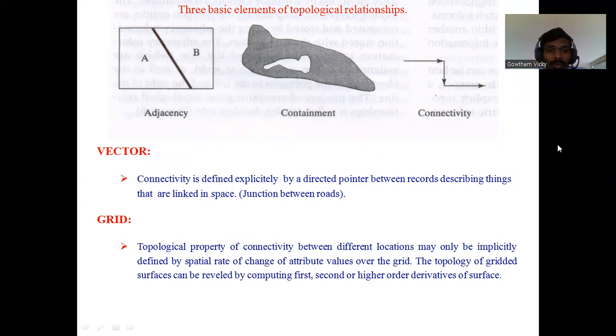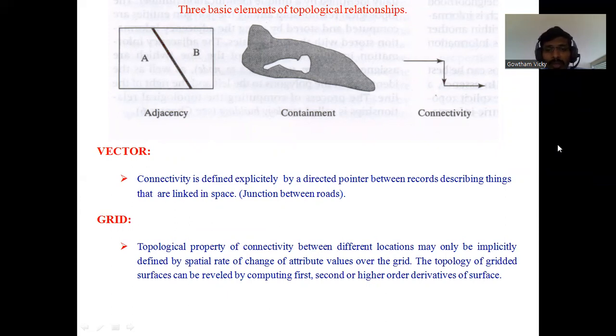Problem solving methods include road systems and congested areas. Congested areas means variable areas can be divided into different levels, forming a connectivity that depends on the implicit direct pointers between records describing things that are linked in space. So these are the basic things that can be described, and grid properties can also be explained and used for different properties.